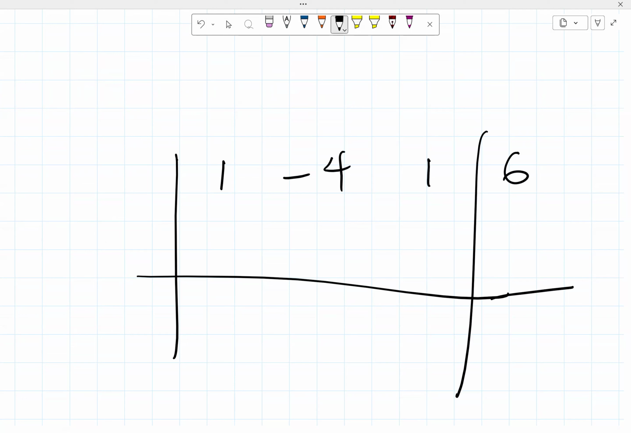Don't worry, I always like to fence this off because I want to get the remainder here. If it is 0, that means it is a factor. So if we use 2, which we found to work, all you need to do is drop the 1. 2 times 1, 2, put that here. Minus 4 plus 2, that's minus 2. Next, 2 times minus 2, that's minus 4. 1 minus 4, that's minus 3.